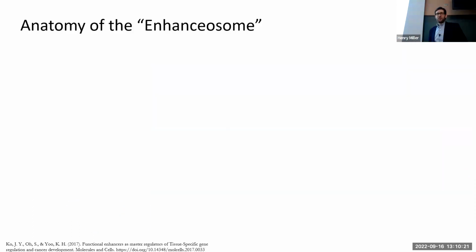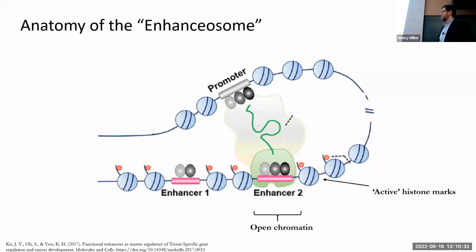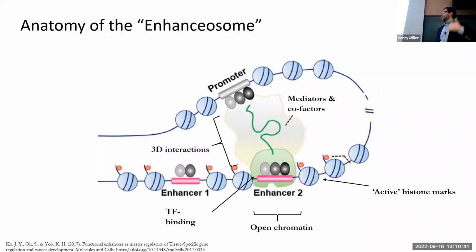Before I jump into this, I'm just going to briefly tell you a little bit about how enhancers work and really what they are. An enhancer is a region of open chromatin with active histone marks and transcription factor binding sites. There are mediators and cofactors that help to establish a 3D interaction between the enhancer and a target gene promoter, and this leads to the target gene being turned on.